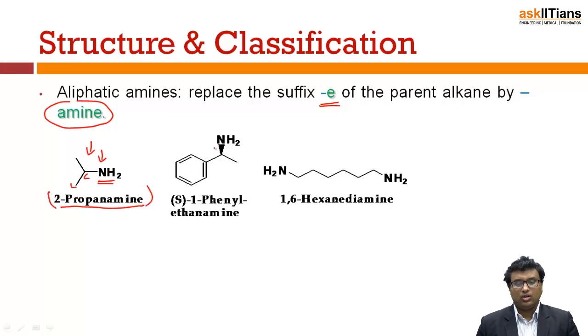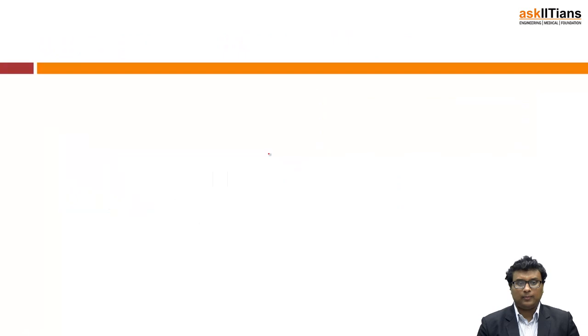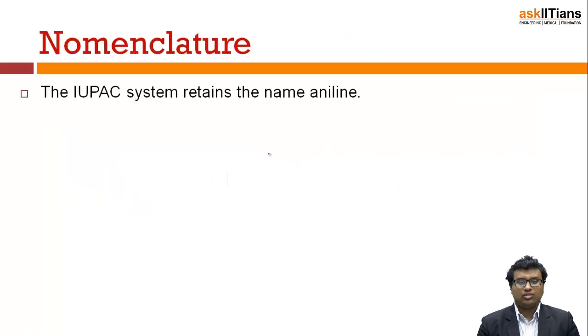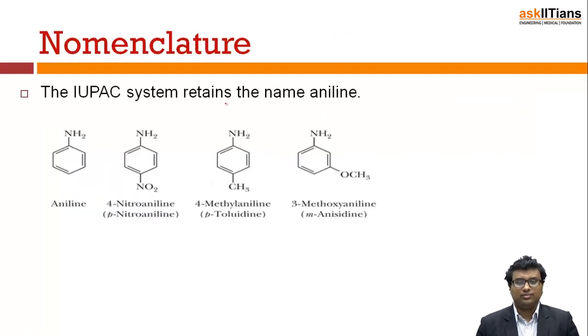Similarly here, you have a phenyl group and you have 1-phenylethylamine. Here also 1,6-hexanediamine, because you have 2 amines here. So the IUPAC system retains the name aniline. You have this structure, and according to the IUPAC system also, this is considered to be your aniline.